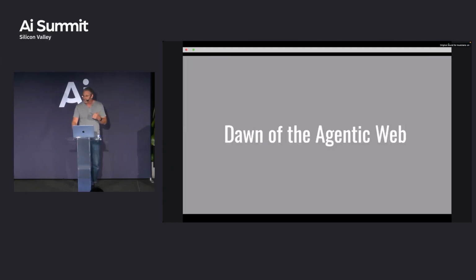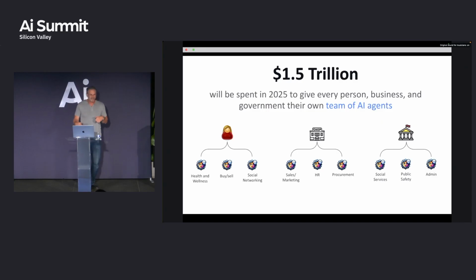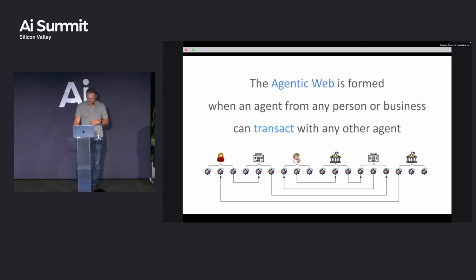Okay, so, dawn of the Agentic Web. A bunch of you already saw this, so we'll go fast on this. This year alone, we spent $1.5 trillion building out AI infrastructure, which is nuts. This has effectively given all of you as individuals, every business, every government, a team of agents to do their bidding. What gets interesting is when the Agentic Web is formed. That's when an agent from any person, business, or government can jump the fence from their organization to another organization and do transactions across that. We're on the verge of this right now.